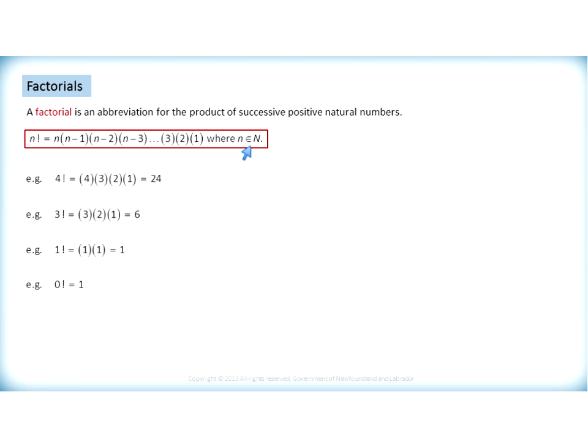Here are some examples. 4 factorial is equal to 4 times 3 times 2 times 1, which we can calculate to equal 24. 3 factorial equals 3 times 2 times 1, which equals 6. 1 factorial is equal to 1, and it is important to remember that 0 factorial is equal to 1.